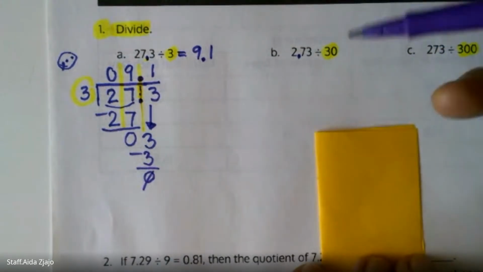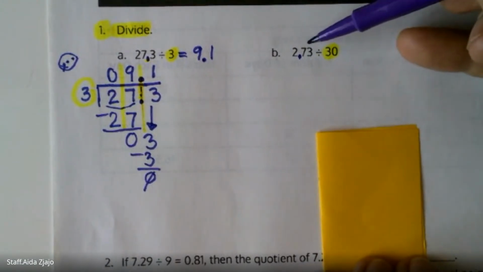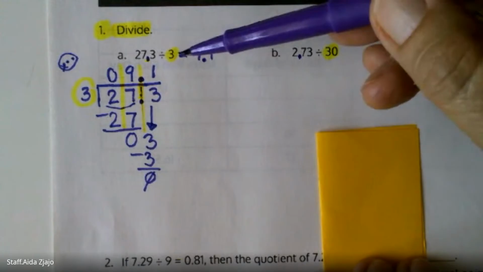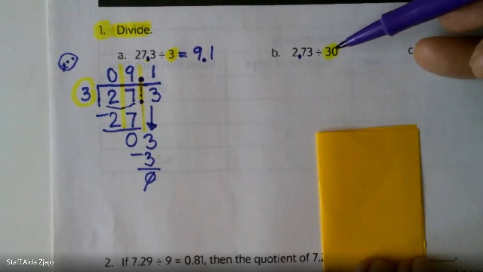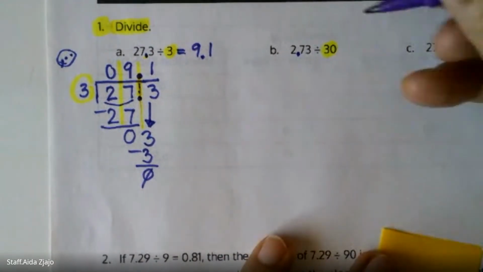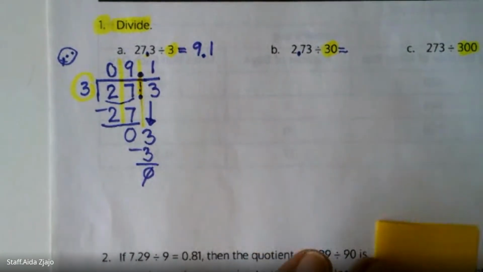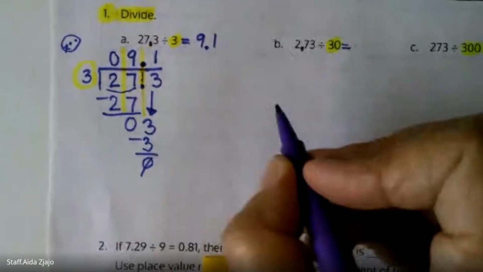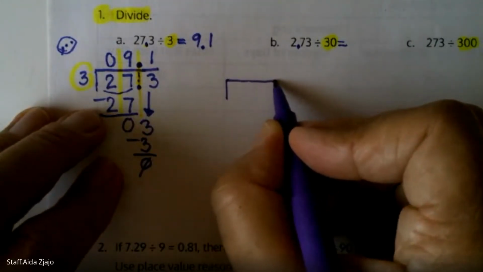Okay, now this is a different situation. You don't have $27 and 3 friends anymore. You have only $2.73 and 30 friends. So that means this solution is going to be much, much smaller. All right, so let's see if I have this set up here.